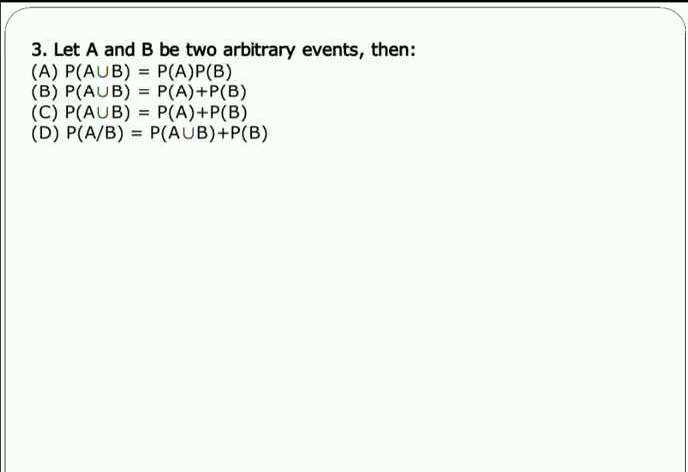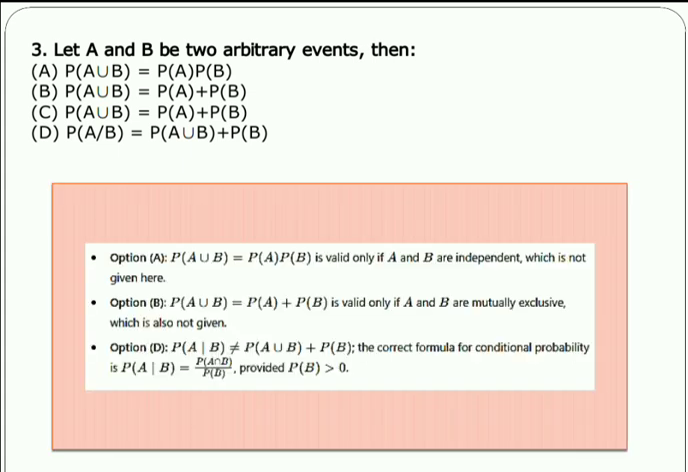Next one. Let A and B be two arbitrary events, then which of these will follow? Generally, we know that P of A union B equals P of A plus P of B minus P of A intersection B. And A intersection B can be 0 or more than 0. Okay. So here option A, that is P of A union B equals P of A into P of B, is valid only if A and B are independent, which is not given here.